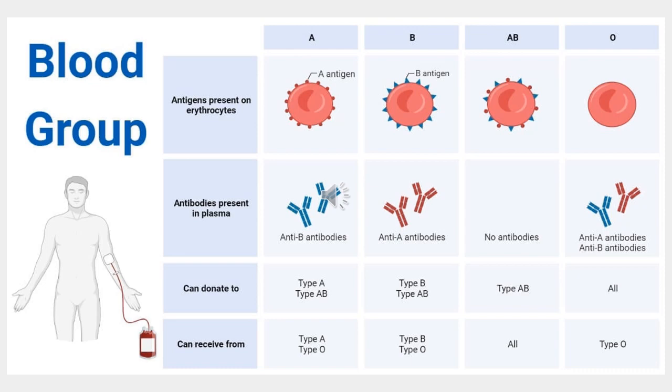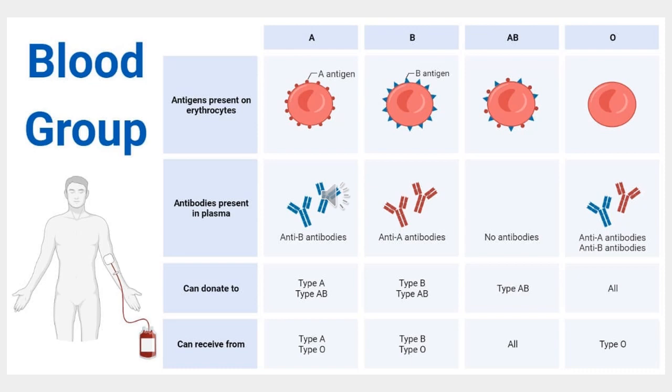Who can they receive from? All right, so when we look at receiving blood, type A can receive blood from type A blood types or type O. Type B can receive from type B or type O, and type AB can receive from all. Type O can only receive from type O. So you may have heard the phrases of universal donor and universal recipient.